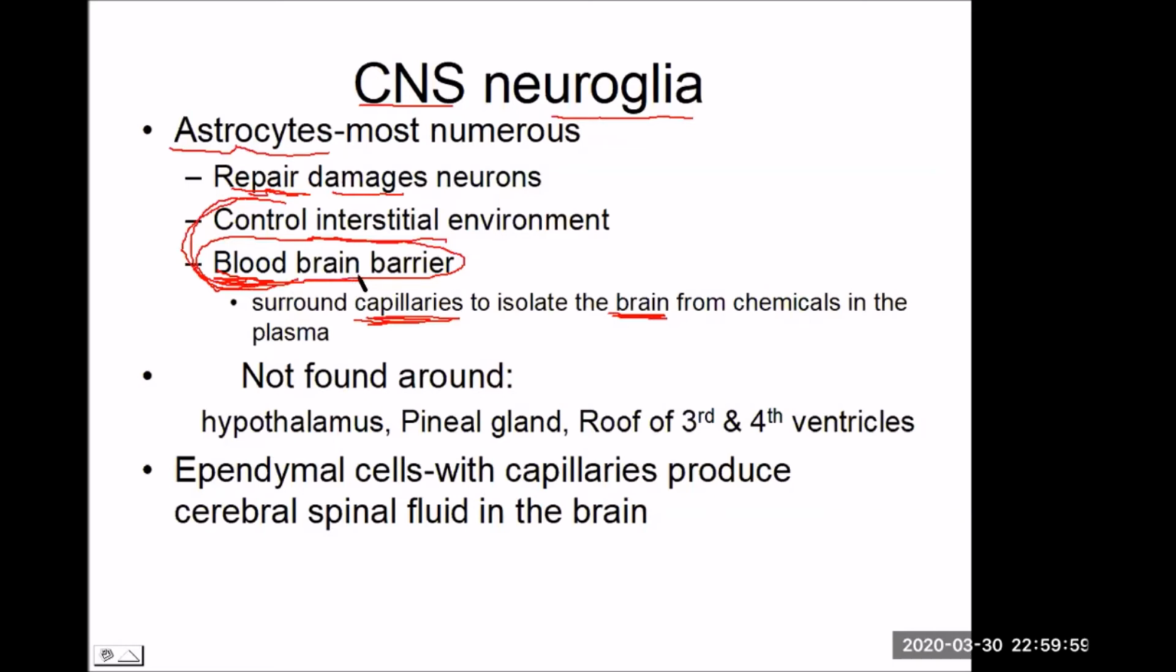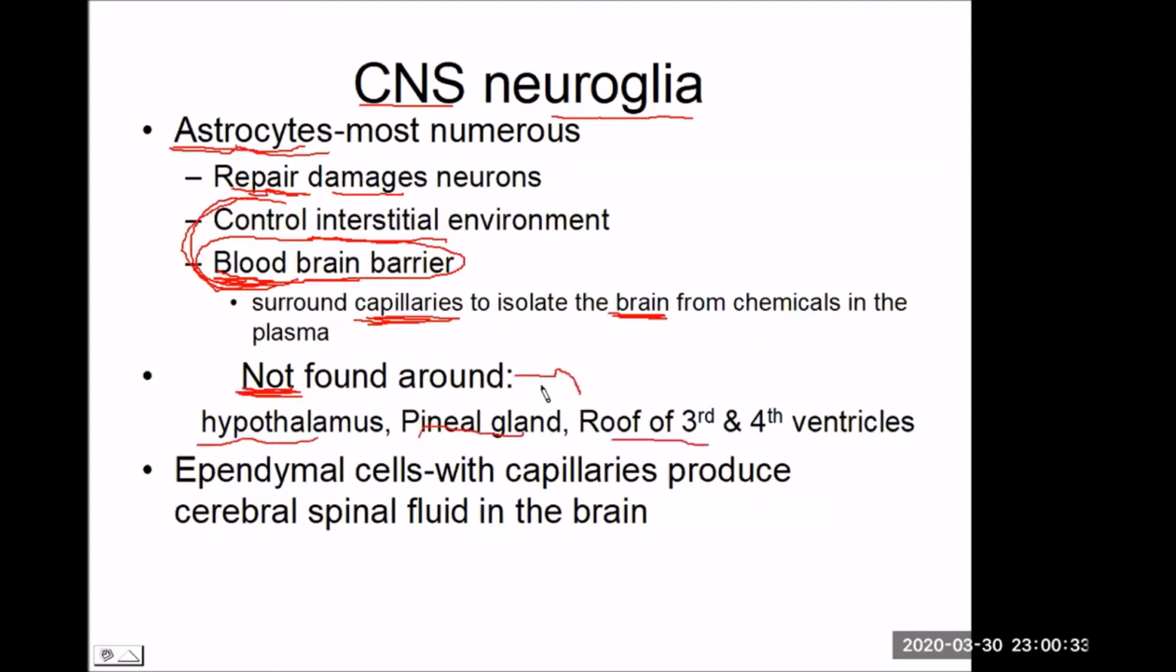Whereas other chemicals, oxygen and sugar, we need high levels of those chemicals entering into your brain and your central nervous system. So ensuring that certain chemicals of your blood do not get into the central nervous system, that's the major purpose of these astrocytes. There's a few areas of the brain that actually do not have a blood-brain barrier, and you see some examples listed here.